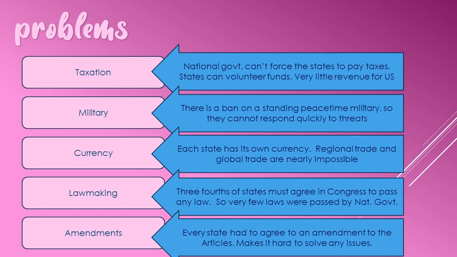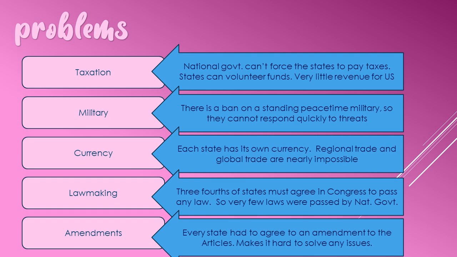So when it came time to decide how to pass laws, they wanted to make sure that most states agreed. And so this requirement here says that 3/4 of states have to agree to a law in order for it to be passed. And the result of this is that almost no policy was passed in this 11-year period of the national government.